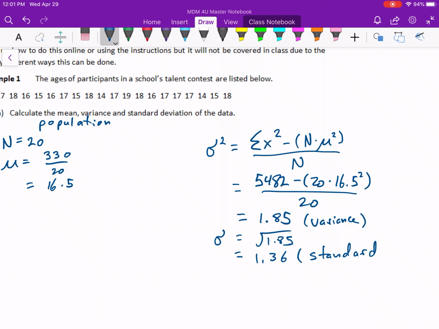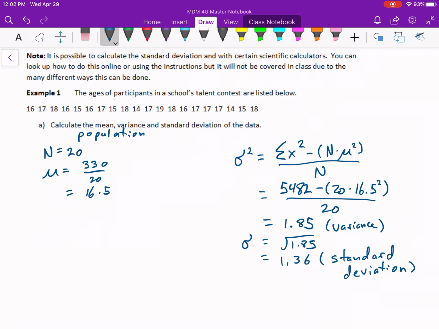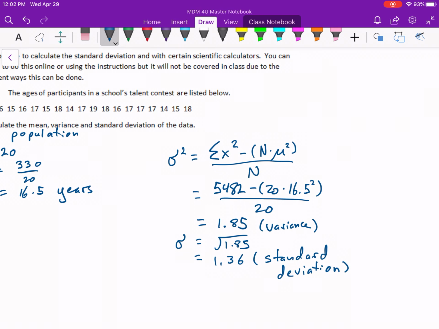And again, that is a measure of how far. Think of standard deviation as the average distance each data piece is from the overall average. So take a second to wrap your head around that. It's the average distance each data piece is from the overall average. And so that's my mean, the average, and these are ages, right? So 16.5 years old. The variance is 1.85 years. The standard deviation is 1.36 years.